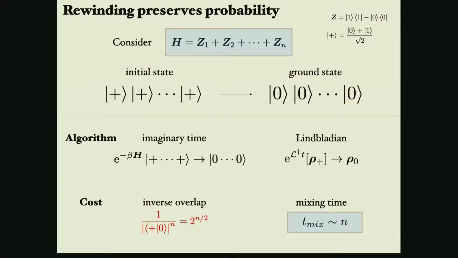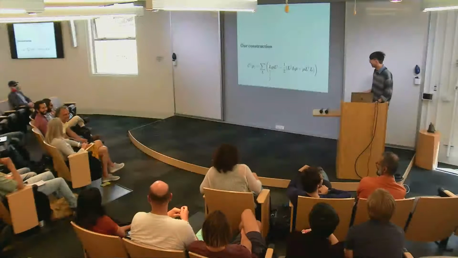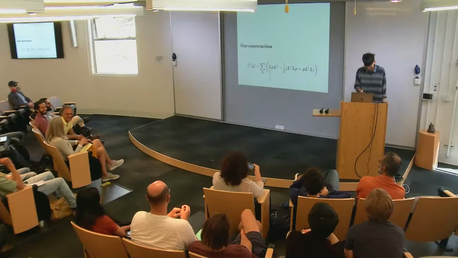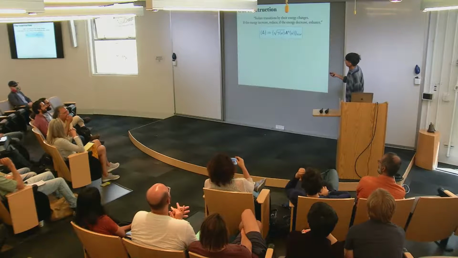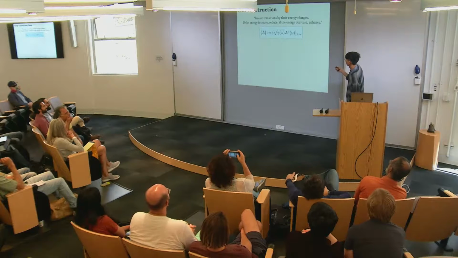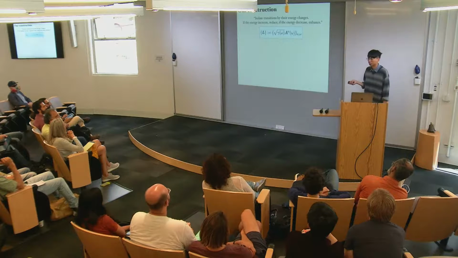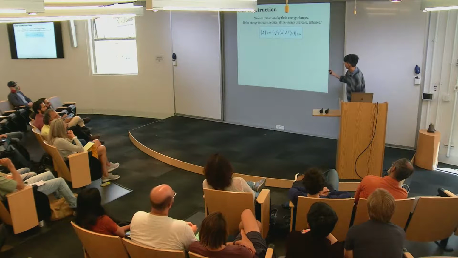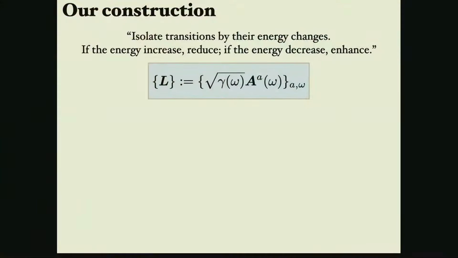I think at this point, understanding the algorithm is much more important. Okay. So let me... okay, so here. Right. So what are these L's? Okay, what are these L's? So here it is. We're going to isolate transitions by the energy changes. If energy increases, reduce. If energy decreases, enhance. So we would choose this jump operator to look like this. It's some scalar times a matrix. These will be a collection of all the jump operators.